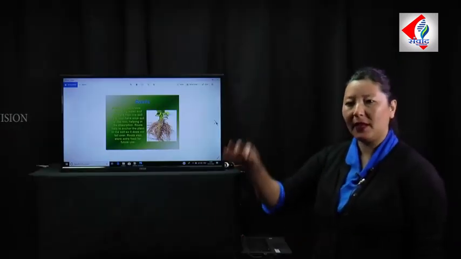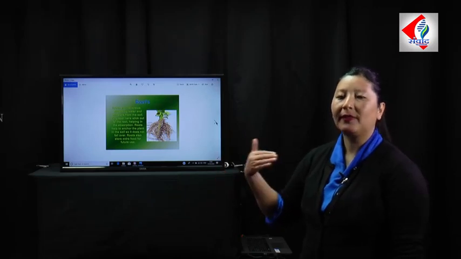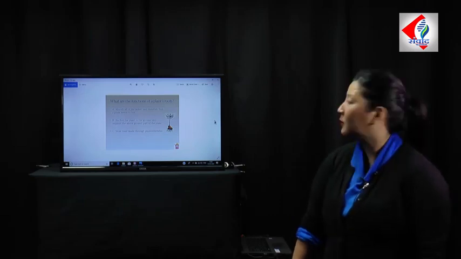Roots are very thin and whitish in color. But normally we think that roots are brown in color. So why is it brown in color? Yes, it's because of the soil that it has been in. The function of the root is that it absorbs all the water and minerals that a plant needs to live.